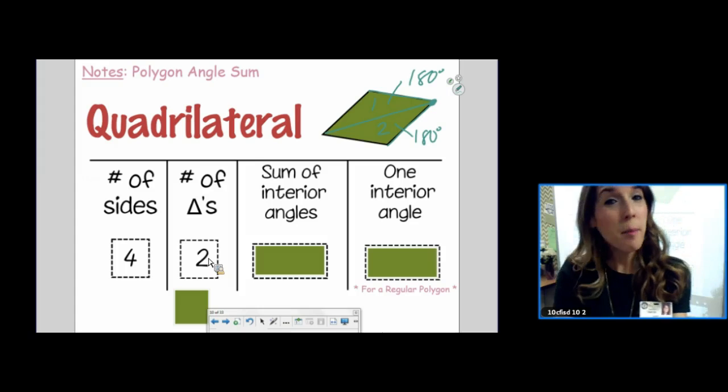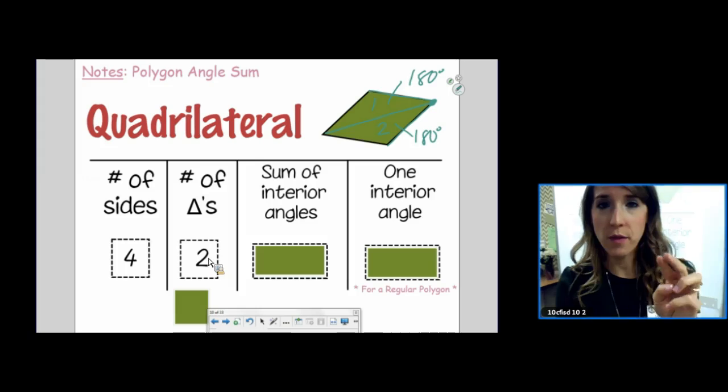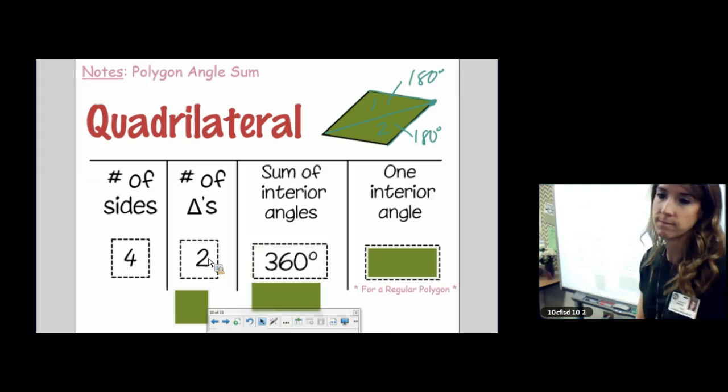So that's how we come up with how many degrees are in a quadrilateral. We divide it into triangles. There's 2 of them. 2 times 180 is 360.